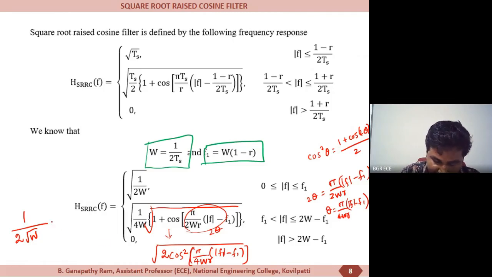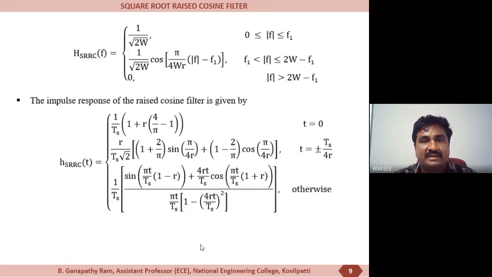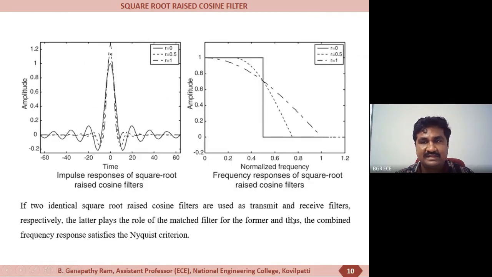And this square root 2 is multiplied here, which makes the denominator a square root. So this will become 1 divided by square root of 2W, and the square root and square makes the term cos into pi divided by 4W into F minus F1, whose impulse response will be represented by this expression, which is having a good smoothening when compared to the raised cosine filter.